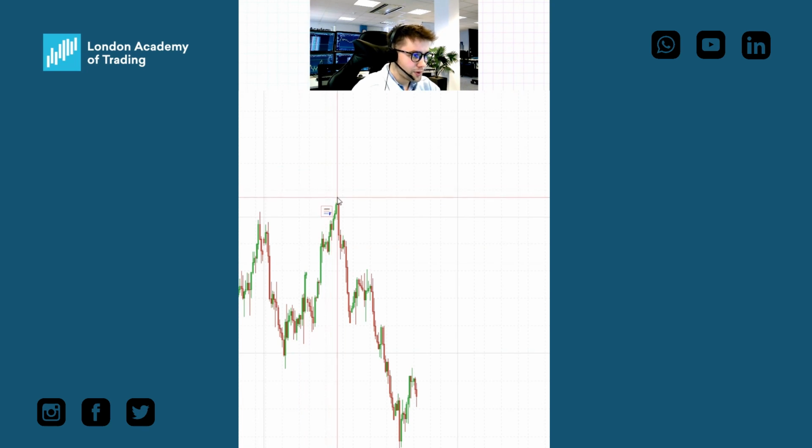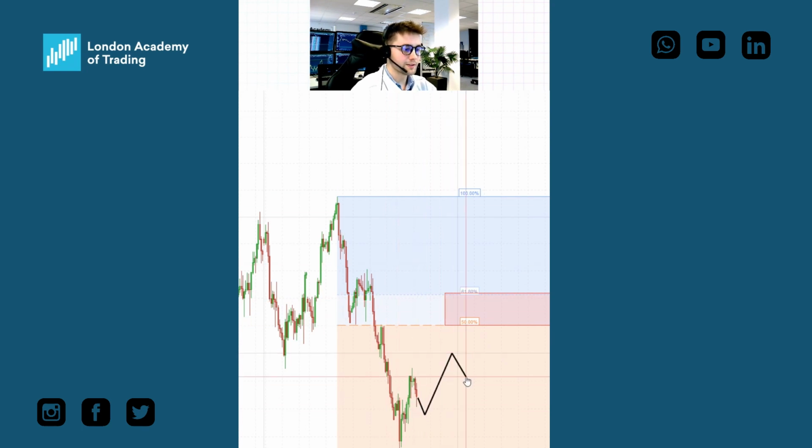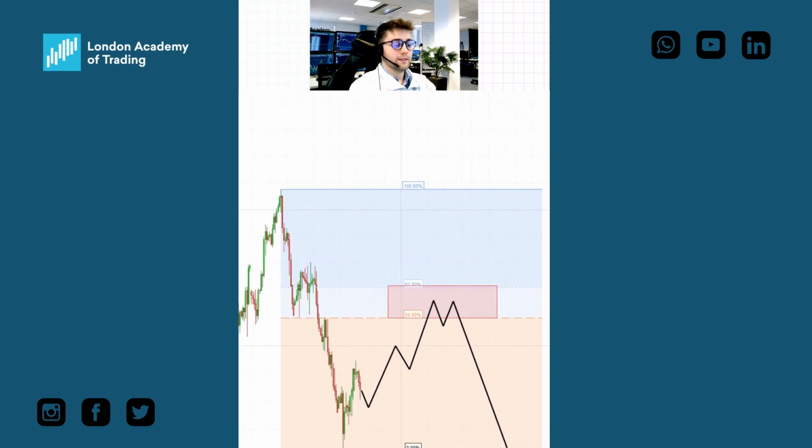So let's go from the previous lower high down to the current lower low, pull this across, and this is now providing us with a potential sell zone for price to pull back into. If price makes its way up to here, we can start to look for other confluences, confirming that price is likely to reverse, and then we can look to enter a trade. So that is a Fibonacci retracement.